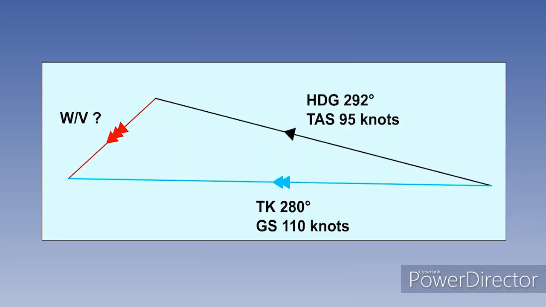An example will make the procedure clear. The track is 280 degrees. The heading is 292 degrees. The ground speed is 110 knots, while the true airspeed is 95 knots. What is the wind velocity?